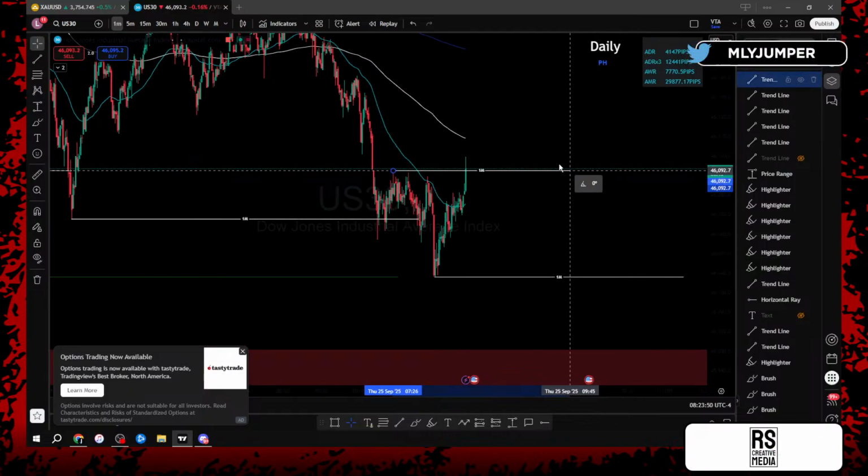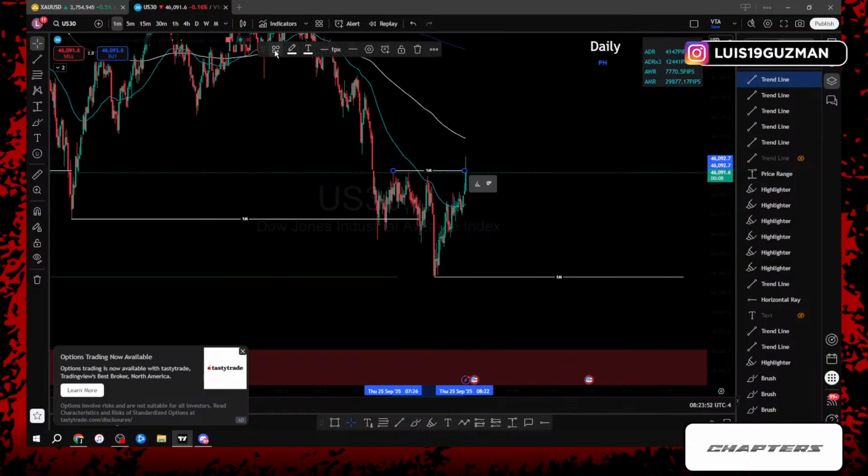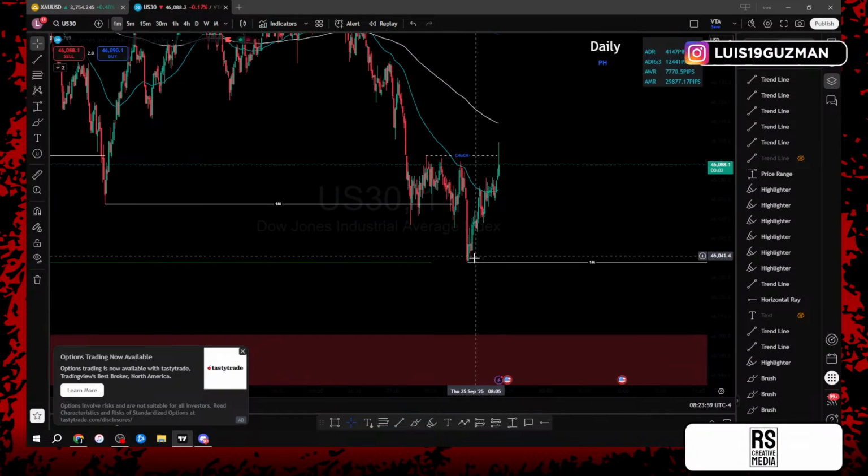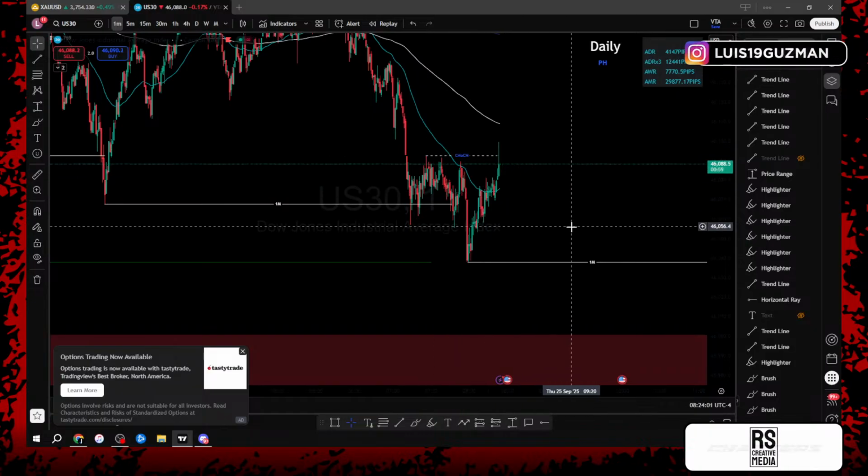Price gave us a little change of character on the internal time frame. Lower low, lower high, lower low. Change of character, higher high.